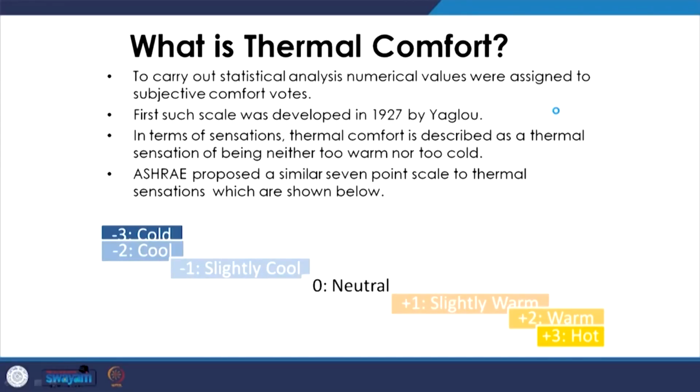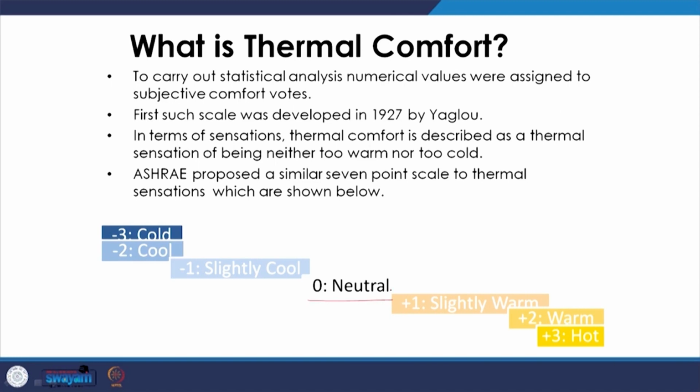Now, how do we define whether we are thermally comfortable or not? The entire discussion and research around thermal comfort was on defining thermal comfort and quantifying it. So, what are the factors and parameters which determine thermal comfort? How do these parameters interact with each other so that a condition is generated which can be called a condition of thermal comfort? A scale had to be developed, and the first attempt at it was in 1927 by Yaglou, where he tried to assign numerical values to different comfort votes.